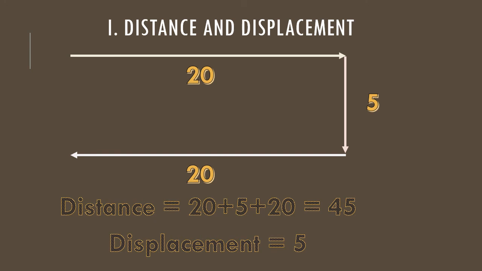So, kung dito, meron tayong distance 1, dito, distance 2, and this one, distance 3. So, sa total distance, i-add lang natin kaya meron tayong 45. So, sa displacement naman, kukunin lang natin yung galing sa origin hanggang sa final position. Kaya naging 5.